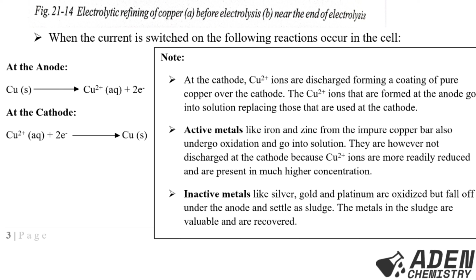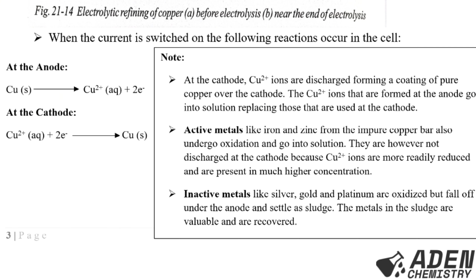They are, however, not discharged at the cathode because copper 2 ions are more readily reduced and are present in much higher concentration. So the reason why copper 2 ions are discharged at the cathode is two reasons. One, they are more readily reduced, so that means they have a high tendency of gaining electrons compared to zinc ions or iron 2 ions. And the second reason is that copper 2 ions are in a high concentration, so therefore they will preferably be discharged at the cathode over iron 2 and zinc 2 ions.